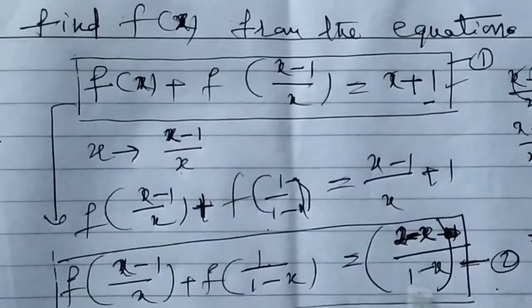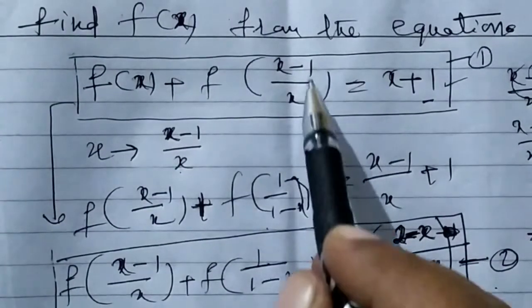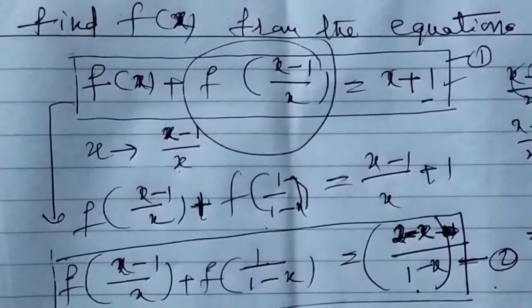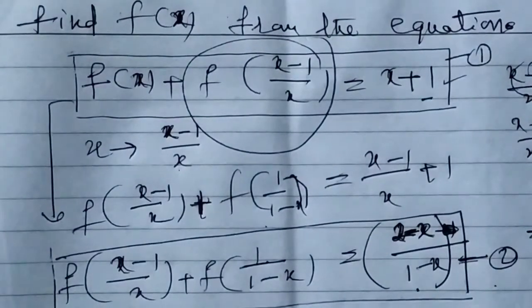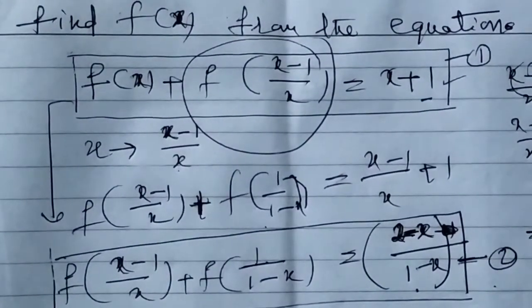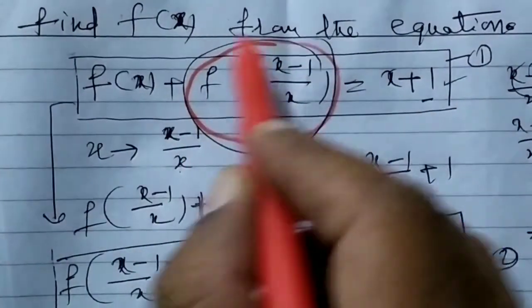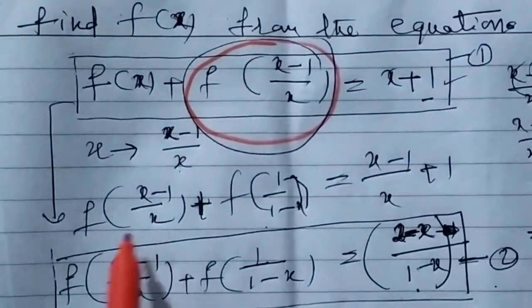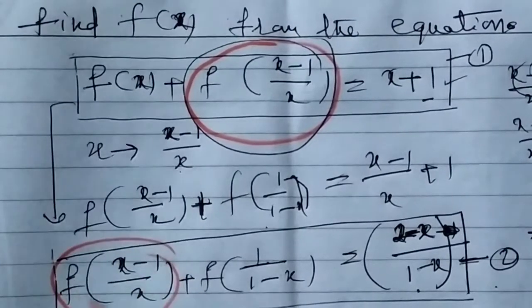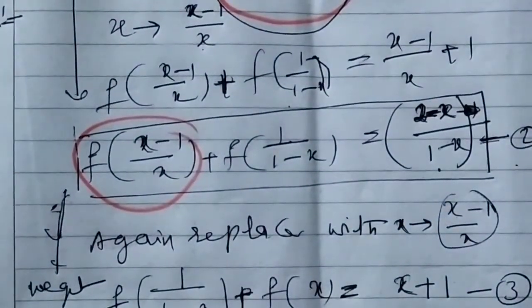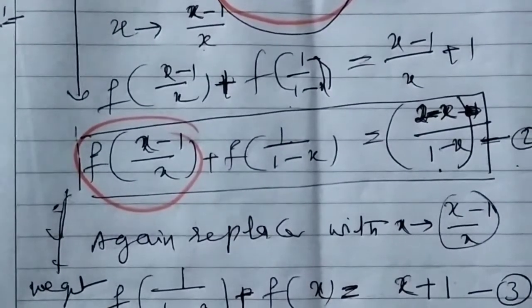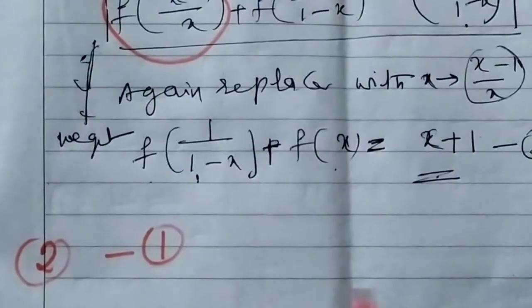If you observe the first and second equations, x minus 1 by x is there in the first equation. This is the common term for the first and second equations. So we have to eliminate these two terms. That means equation 2 minus equation 1.